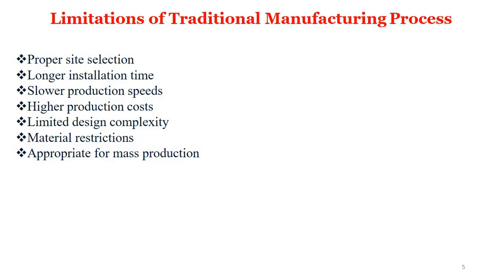Slower production speed: the production speed is slower. Higher production cost: the cost of production is higher. Limited design complexity: in traditional manufacturing processes, our manufacturing design is limited. Material restriction: only limited materials are used. Appropriate for mass production: it is appropriate for mass production.